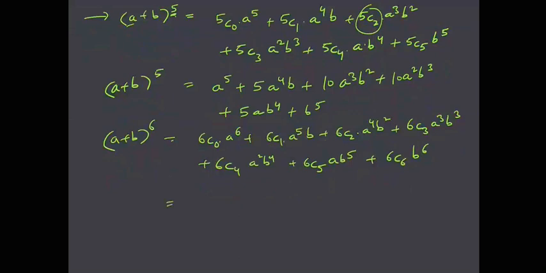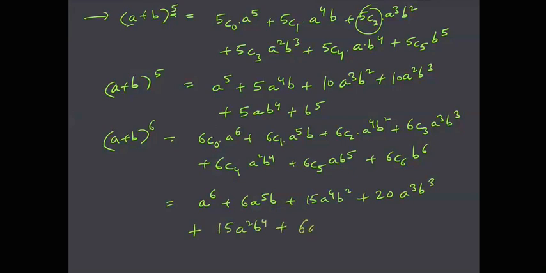So now 6C0 is nothing but 1. So it is a^6 plus 6a^5 b plus 6C2, it is 6 into 5 by 2. This is how we compute 6C2. So that will be 15. I'm writing it directly. It is 15a^4 b^2 plus 6C3, you can compute it. It will be 20a^3 b^3 plus 6C4 is again equal to 6C2, so that is 15a^2 b^4 plus 6C5 is again 6, so it is ab^5 plus 6C6 is equal to 1, so plus b^6. So this is how we expand (a+b)^6.